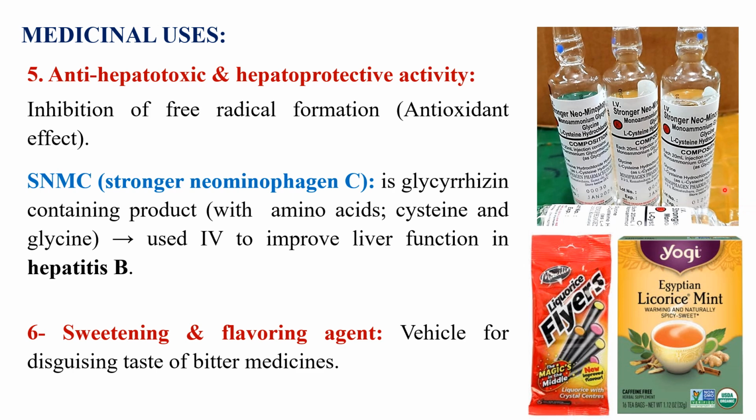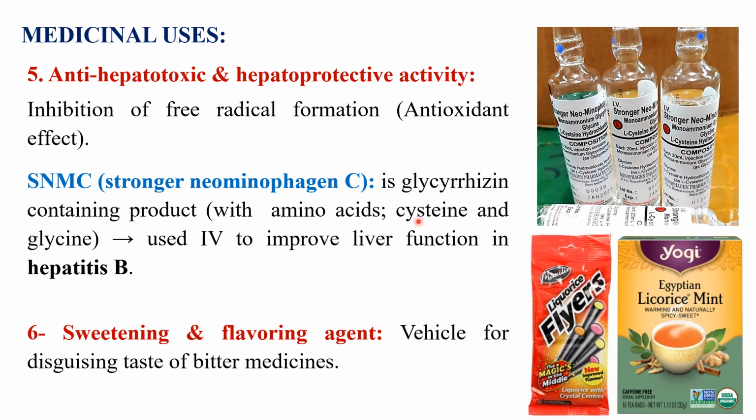Also, this is a very important use for the licorice. It has anti-hepatotoxic and hepatoprotective activity. It inhibits free radical formation through an antioxidant effect. We have a product on the market called SNMC, an abbreviation for Stronger Neo-Minophagen C. This is an intravenous injection composed of glycyrrhizin and amino acids such as cysteine and glycine. It's used intravenously to improve liver function in patients with hepatitis B.